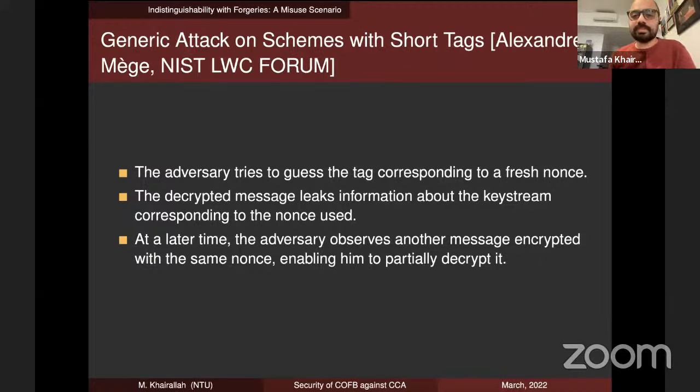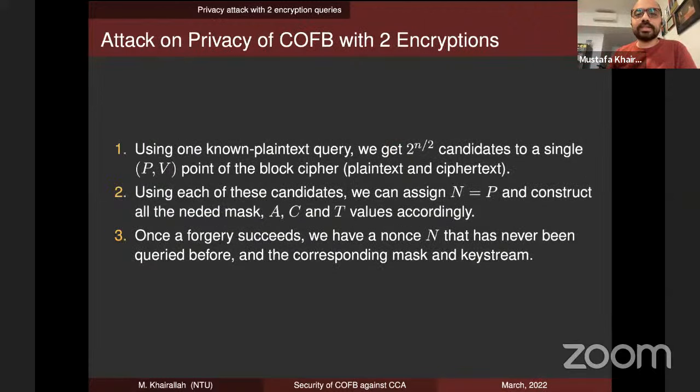In this attack, he has not violated the requirements to be nonce respecting. This attack depends on the tag size. If the tag size is short, then the attack will work with low complexity. So we can show a similar attack on COFB, which requires two encryptions.